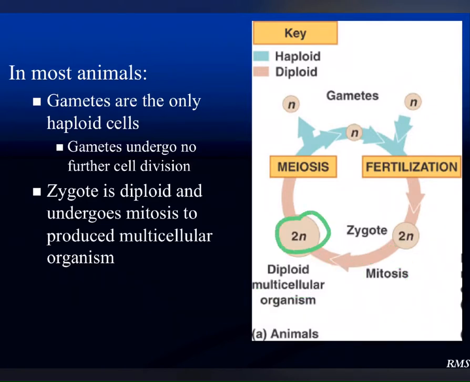Once that thing matures, it's going to use meiosis to then make sex cells. So they're going to make sperm and egg, and once again, sperm and egg come back together. The gametes are the haploid cells, and they stay unicellular. The diploid cells are accomplished through mitosis, and they're going to be multicellular.